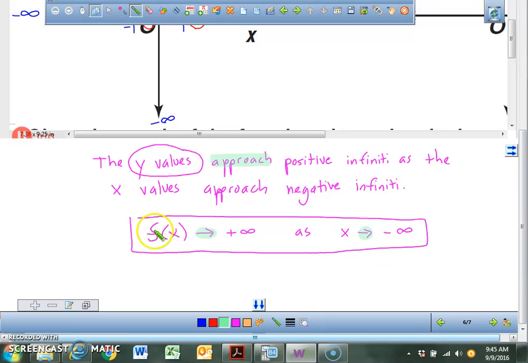All right? So as my y values approach positive infinity, as my x values approach negative infinity. Okay? Yeah, you can put that in your journal and you can put that on your paper. This is one of the answers to number 7.